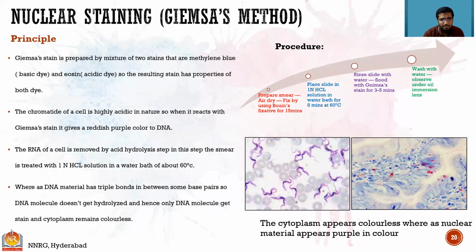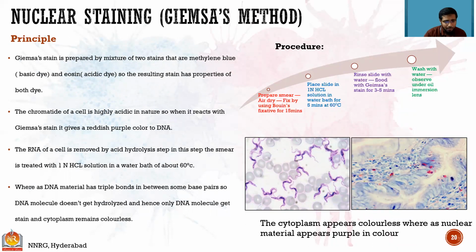The next method is nuclear staining. What is nuclear stain? The term nuclear itself means the nuclear membrane or nucleus having the DNA or RNA. The nuclear material or genetic material are DNA and RNA. So we'll be staining that nuclear material. And how do we do that? With the help of Giemsa's method.